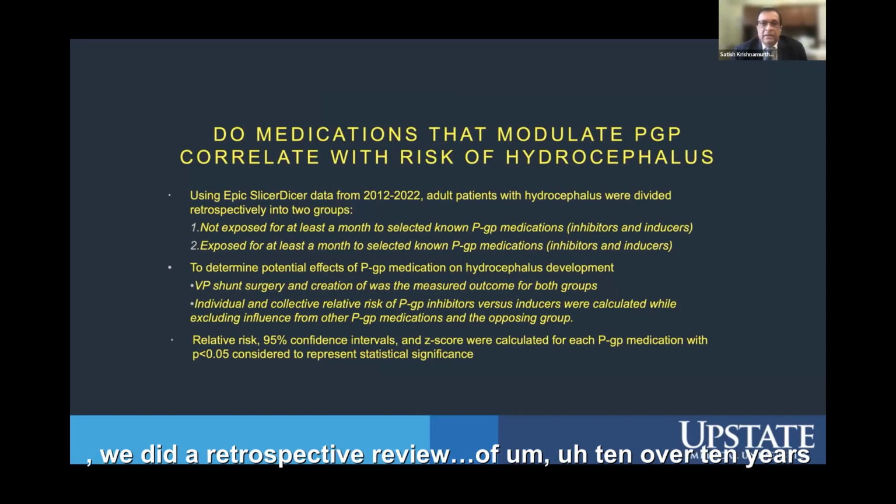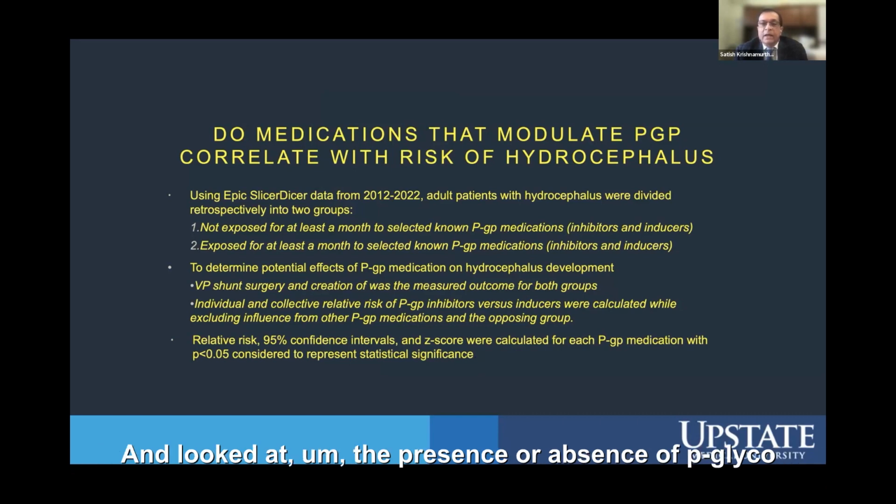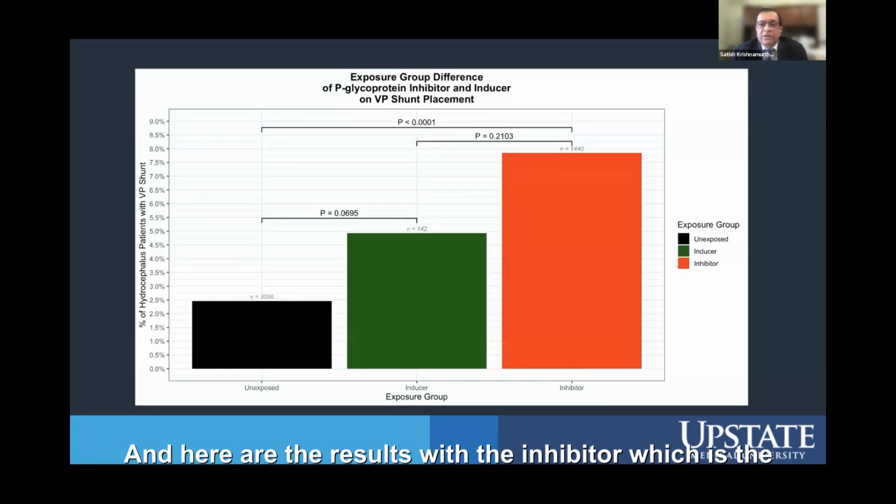We did a retrospective review of over 10 years with 4,588 adult patients with hydrocephalus, and looked at the presence or absence of P-glycoprotein medications, both inhibitors and inducers. And here are the results.